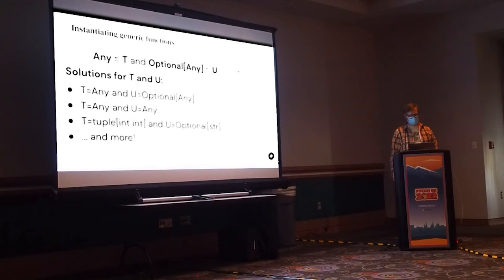And so a valid solution to the system of constraints would be any, and I believe that's what PyType is actually choosing. It's choosing a different solution. Another solution would be that t is tuple of int and int, and that u is optional string, and there's lots more. Because I put any in there, and any is consistent with anything, we can do a lot of weird things. So the punchline is we'd like to talk about what is the best solution to these systems of constraints, and we don't quite have the machinery we need for that.